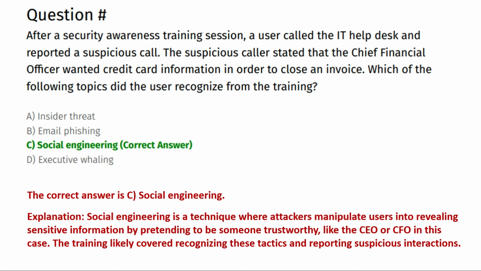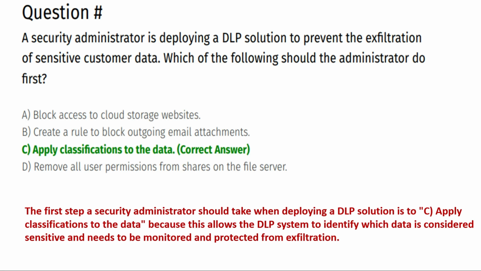So let's check the explanation. So social engineering is a technique where attackers manipulate users into revealing sensitive information by pretending to be someone trustworthy, like the CEO or CFO in this case. The training likely covered recognizing these tactics and reporting suspicious interactions. So that's why the correct answer for this question is option C, social engineering. So let's move to the next question.